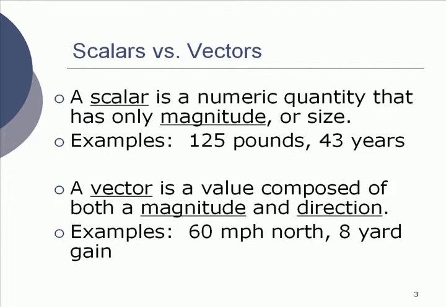All right? If you watch football, somebody has an 8-yard gain. Well, we don't know whether that's good or bad unless we have a direction associated with it. So we would say that an 8-yard gain would be a vector. It has a magnitude of 8 yards and a direction of forward. Does the basic idea make sense? Okay.